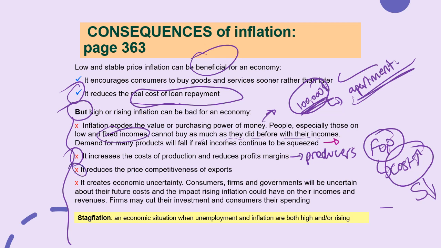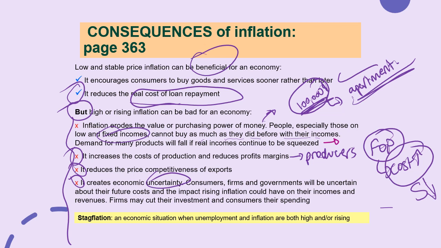Also, it reduces the price competitiveness of exports. For example, let's say in the UAE inflation was occurring, so everything became more expensive. If dates became more expensive in the UAE, it will be difficult for the UAE to export its dates to other countries because they are considered to be expensive. The fourth one, it creates economic uncertainty, so you do not know what will happen.